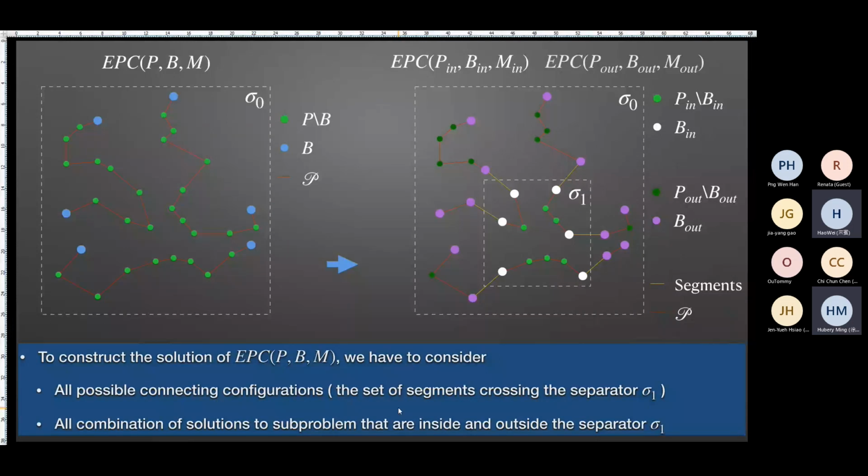Once we can do that, the optimal solution of the larger problem is supposed to lie in our full considerations. Later I will discuss the upper bound of the number of connecting configurations and the upper bound of the combinations of the solutions. Actually, these two considerations we will implement by 2 for loops, and the time complexity of the divide and conquer algorithm is dominated by these 2 for loops.